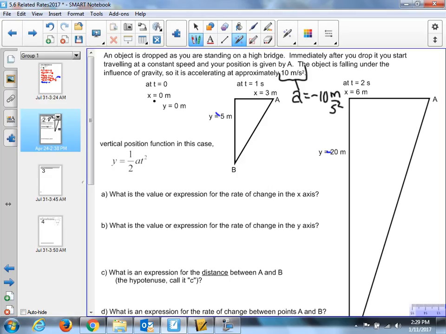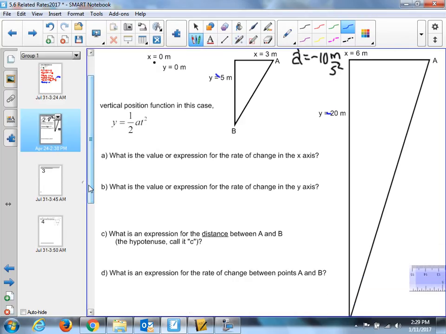Now, what is the value expression for the rate of change? So what would we call that in the x-axis? Instead of, in math, it's the change in the x value over the change in time, right? But what's the calculus way of writing that down?